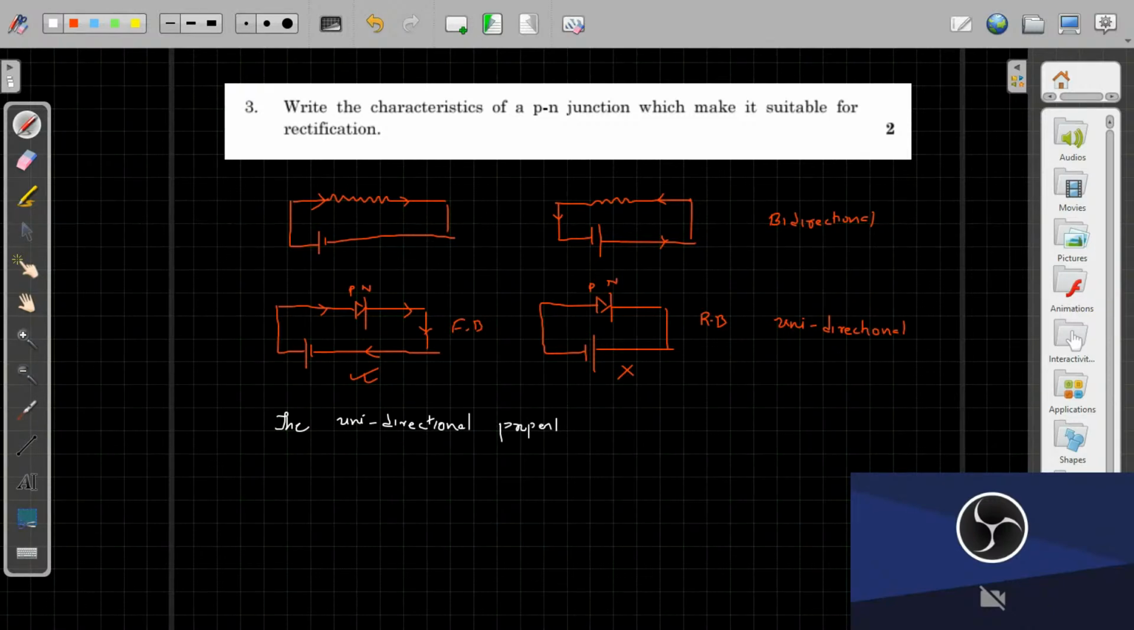So this unidirectional property of the p-n junction diode is responsible for rectification. Now, what is rectification? So this much is enough to finish it. You write this much, finish. 2 marks awarded. That's it. If you can write this much, it will be awarded, for the question: write the characteristic of p-n junction which makes it suitable for rectification.